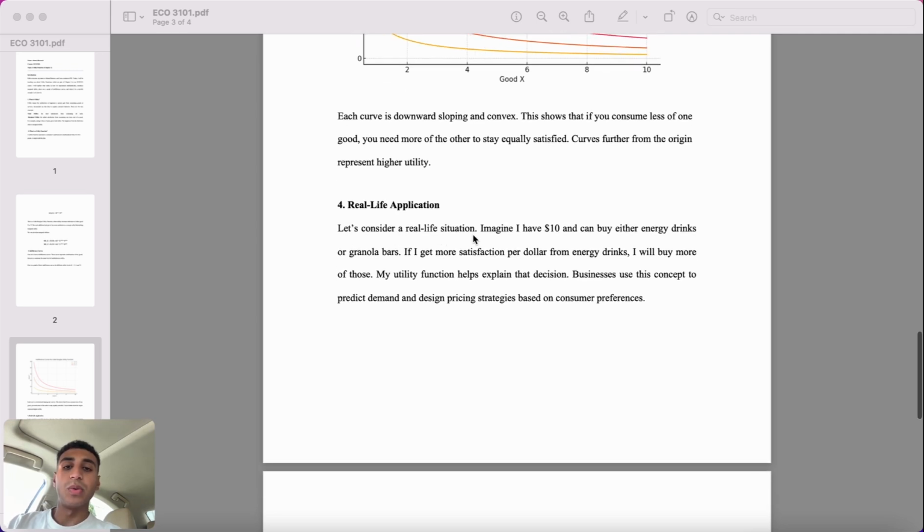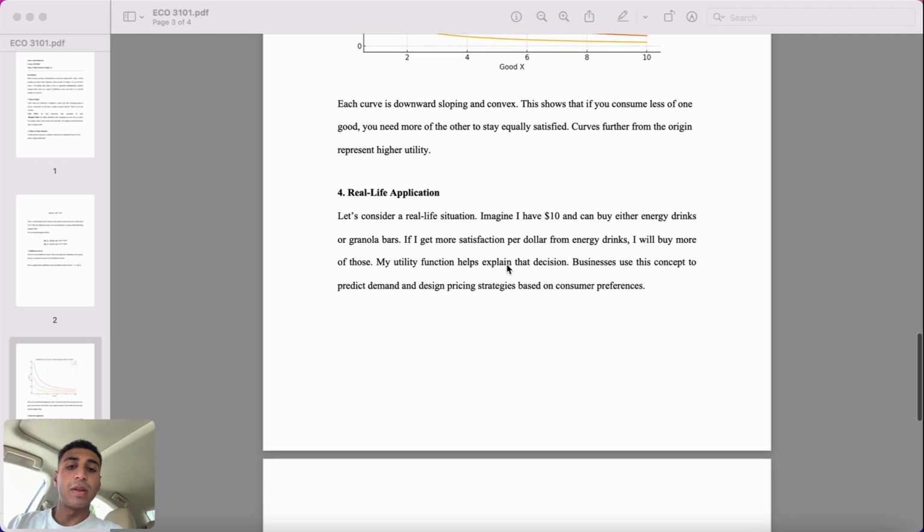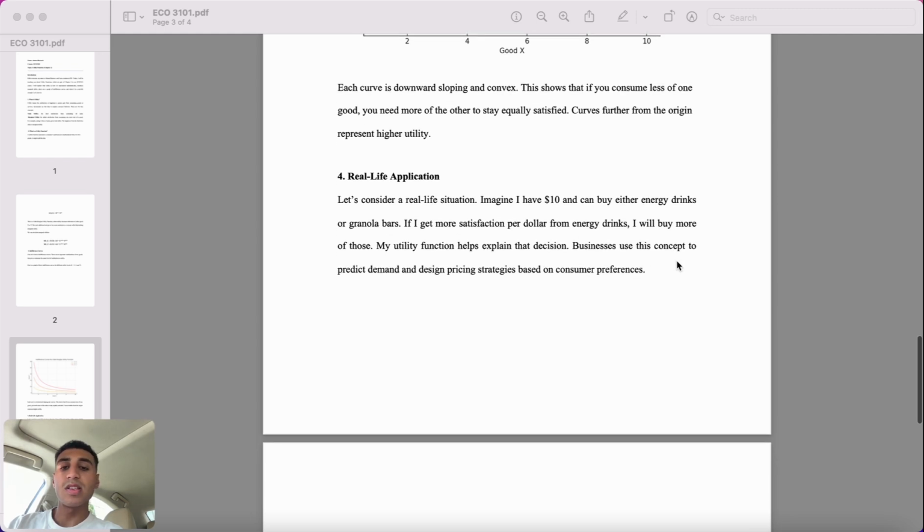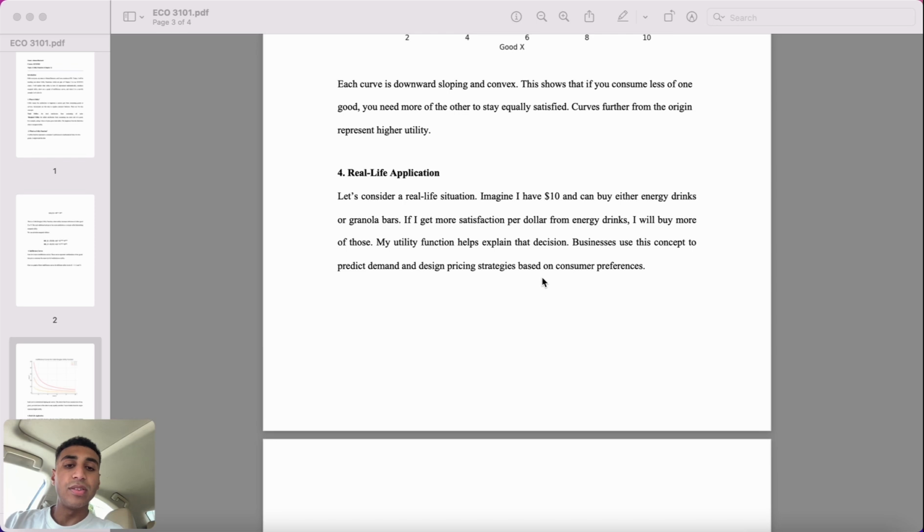Let's jump into the real life application. Let's consider a real life situation. Imagine I have $10 and can buy either energy drinks or granola bars. If I get more satisfaction per dollar from energy drinks, I will buy more of those. My utility function helps explain that decision. Businesses use this concept to predict demand and design pricing strategies based on consumer preferences.